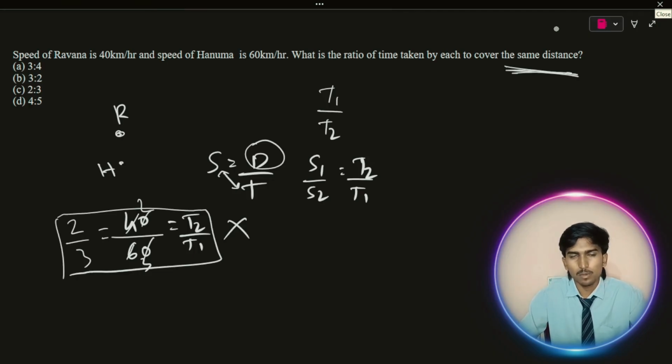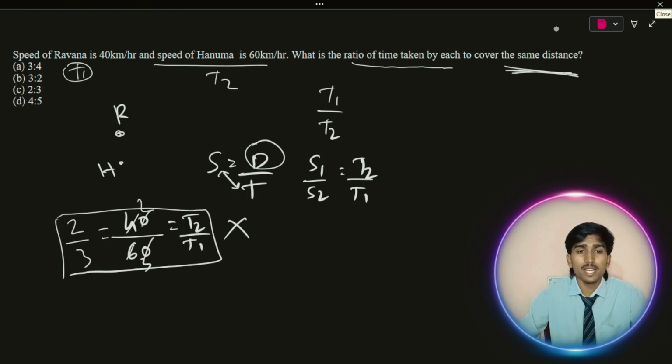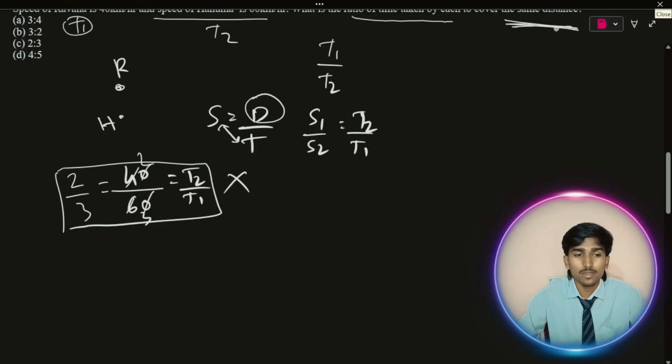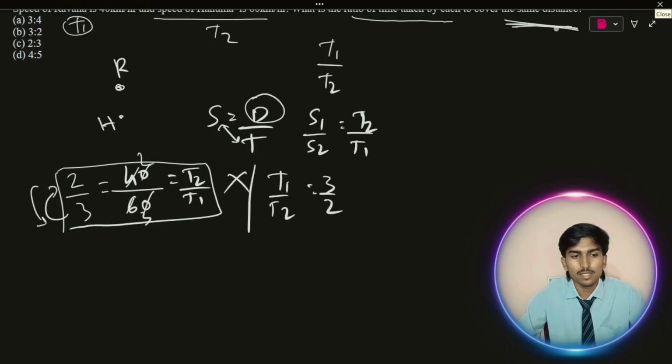whenever you are reading the problem, you should read it properly. They asked for the ratio of time taken by each to cover the same distance, and in the question they're telling the speed of Ravana first. The first one is Ravana, that is t1, and the second is t2. So if they're asking for the ratio of time, t2 by t1 is 2 by 3. That's wrong. We should take t1 by t2. Just invert this and we will get 3 by 2. This is the right answer. We always make some mistakes here.